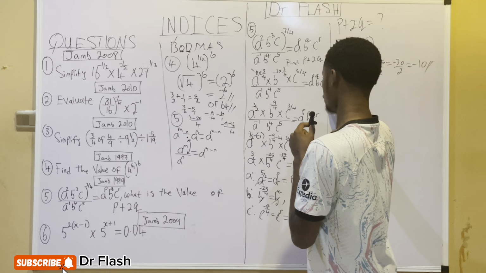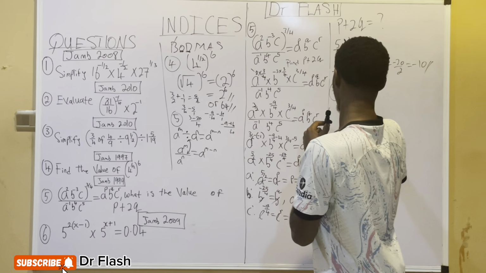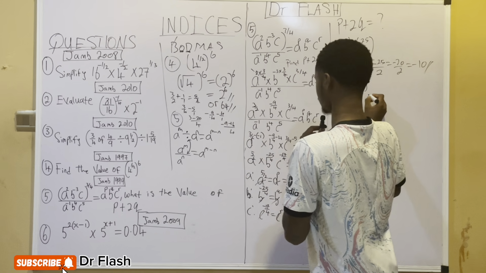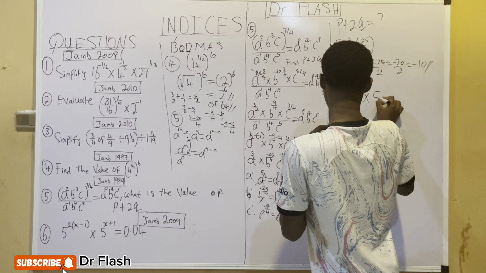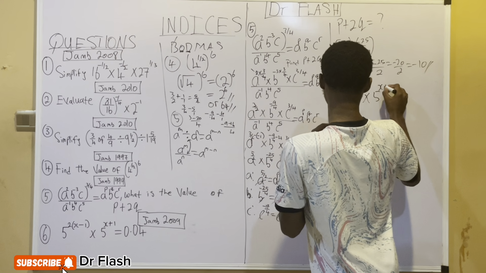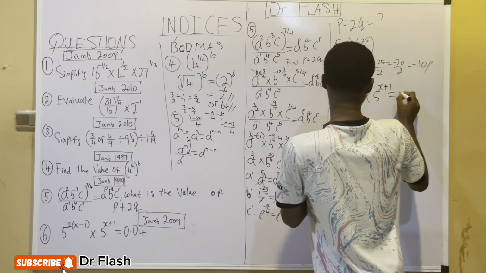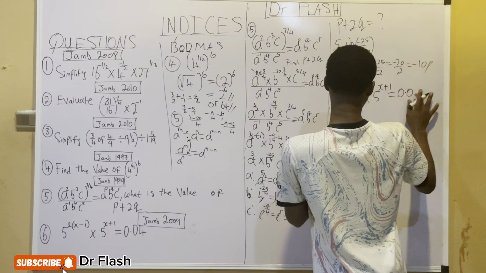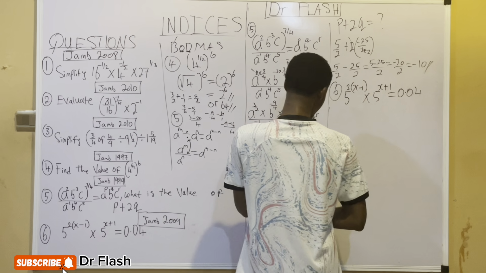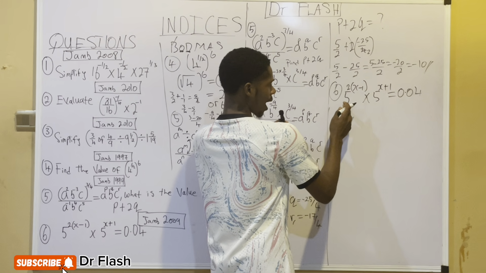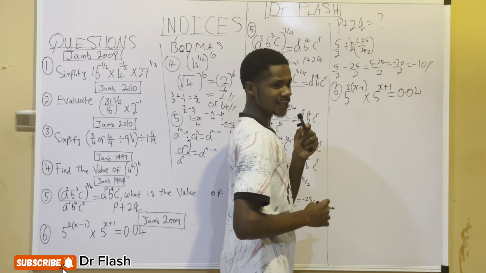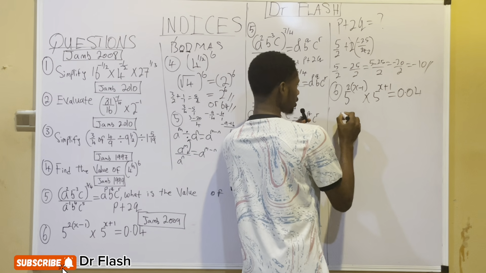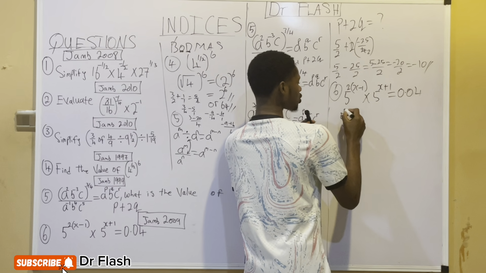Okay, that's question 6. It says 5 to the power of 2 in brackets x minus 1 times 5 to the power of x plus 1 equals 0.04. Okay, now let's simplify this. To simplify this, first we're having a bracket. Let's make it easy. Okay, we're going to open the bracket for this first term. So this becomes 5 to the power of 2 times x is 2x.